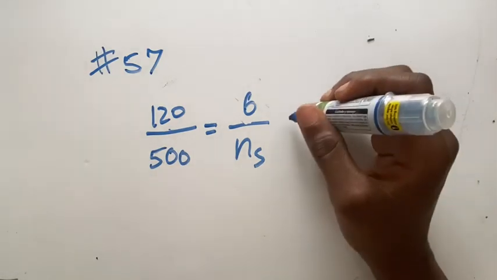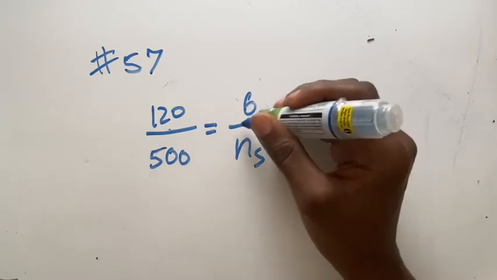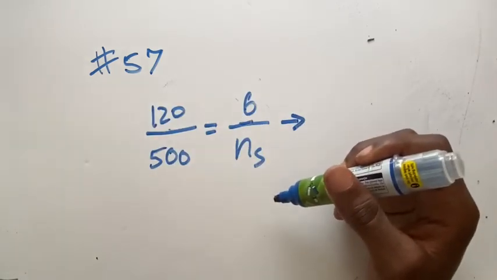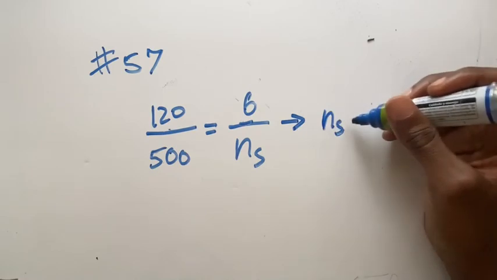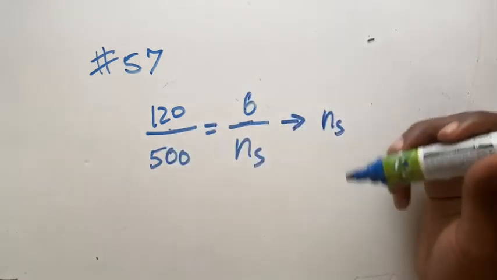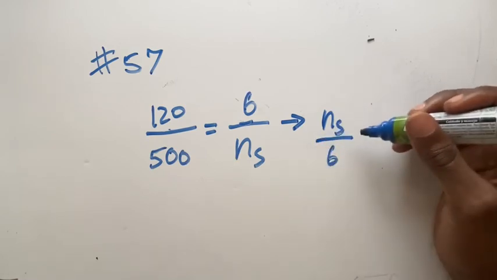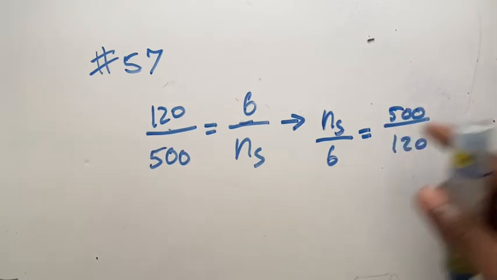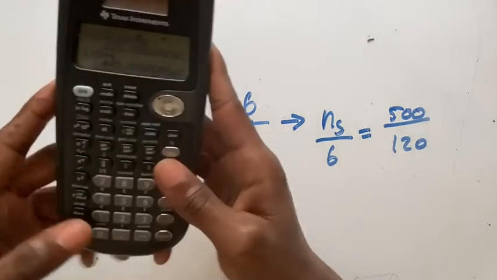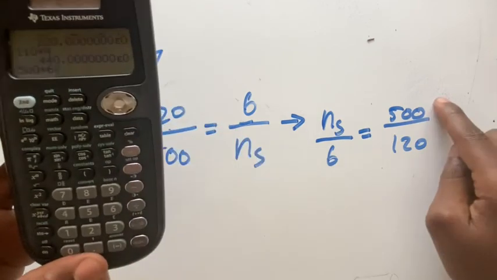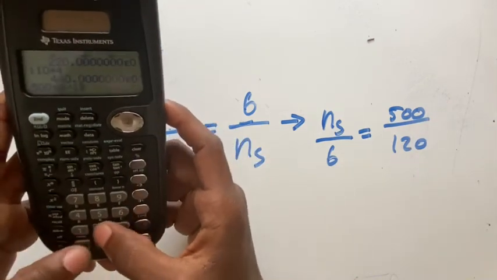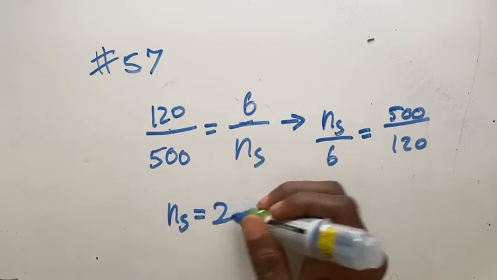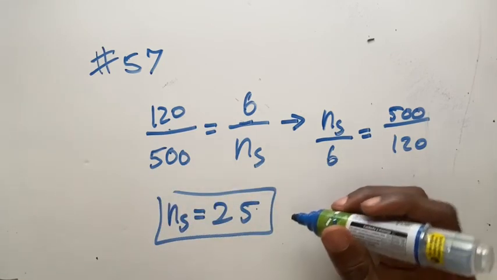All right, so now basically I have to multiply this over to that side. So rewriting this, we get the number of secondary loops. Well, actually, just flip the whole thing, right? Boom, like that. Then I'll just multiply the 6 over. So we have 500 times 6 divided by 120 equals 25. So the number of secondary loops has to be 25. And that's going to be A.